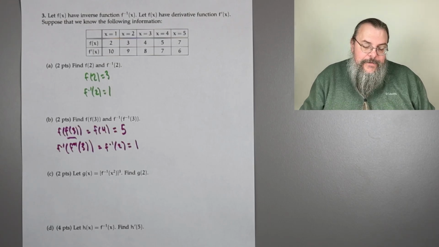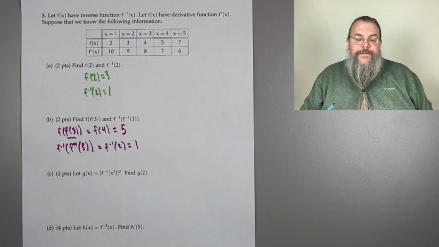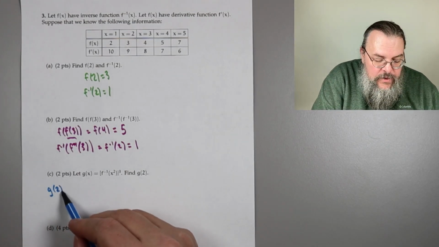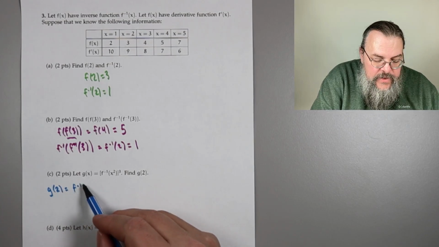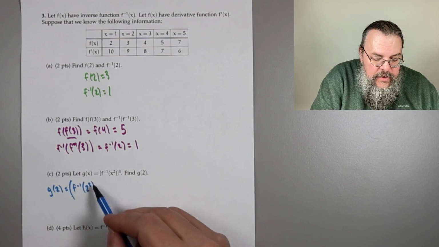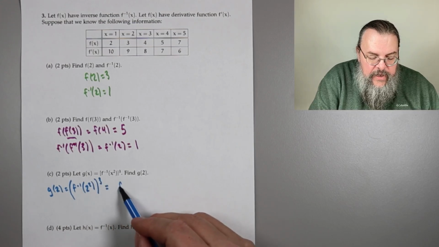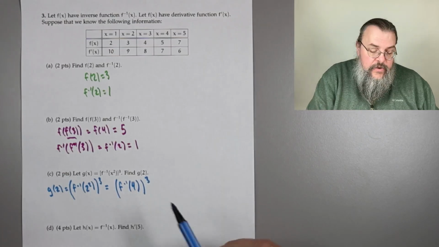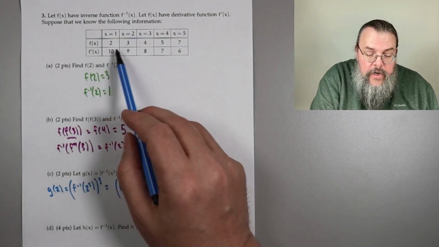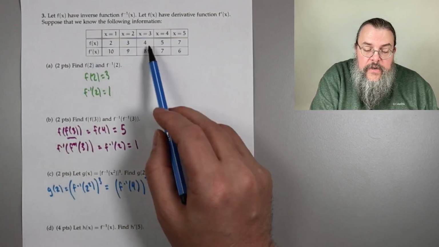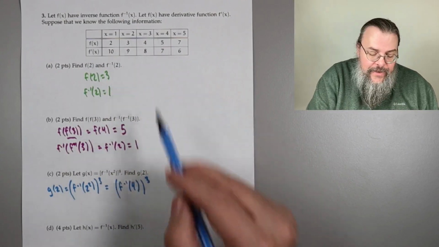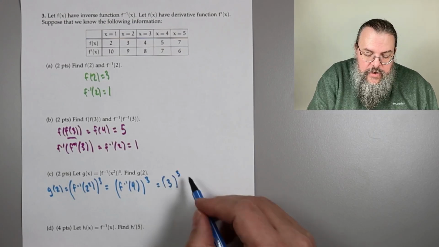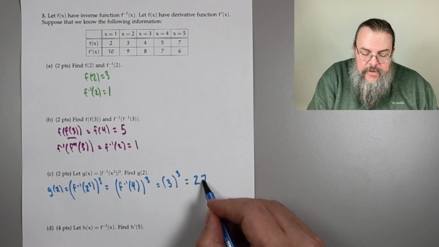Part C. G of x is f inverse of x squared cubed. Find g of 2. All right, so we have g of 2. So let's plug that in. That's f inverse of 2 squared and cubed. So that's f inverse of 4 cubed. So we say, okay, come along. Where does f have output 4? Has output 4 at 3. So we say, oh, well, that's 3 cubed. And 3 cubed is 27.